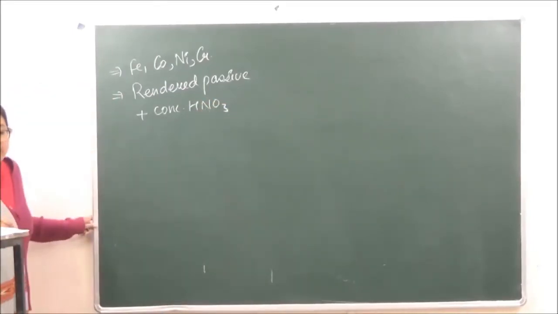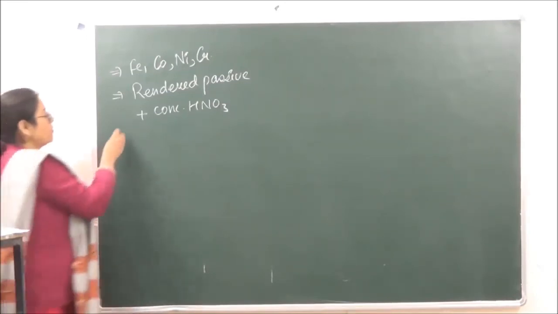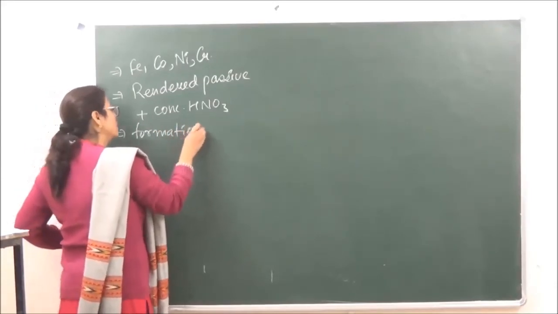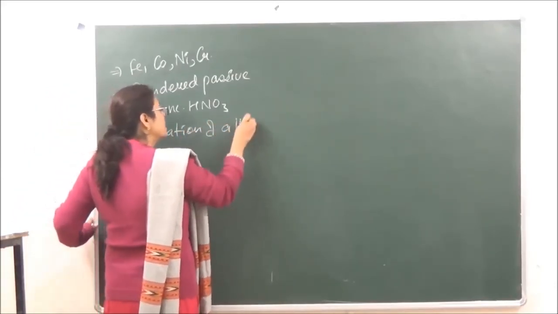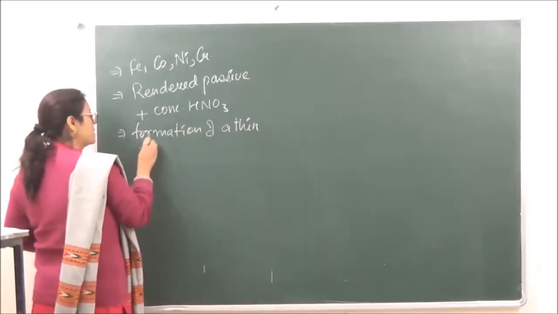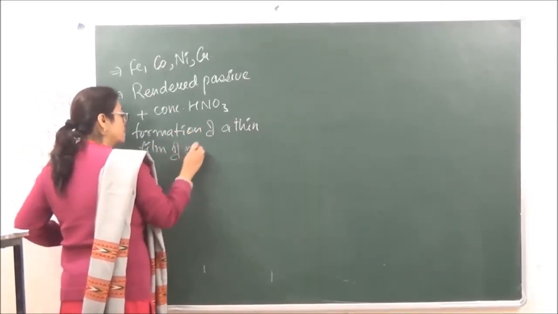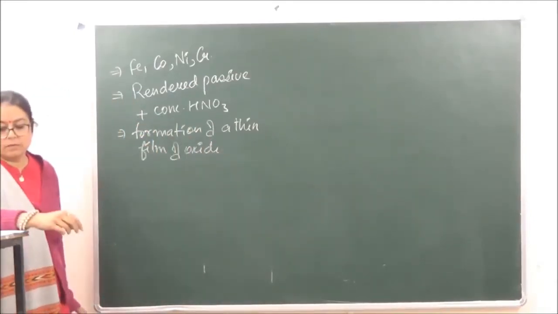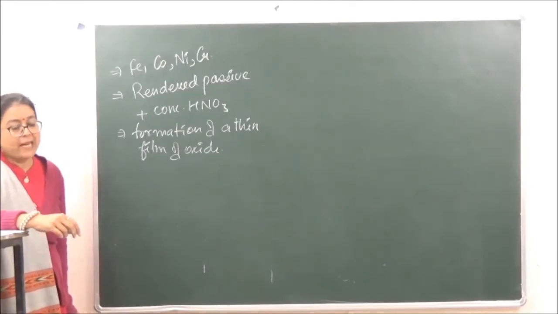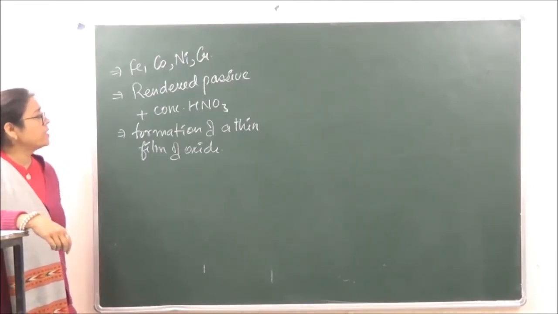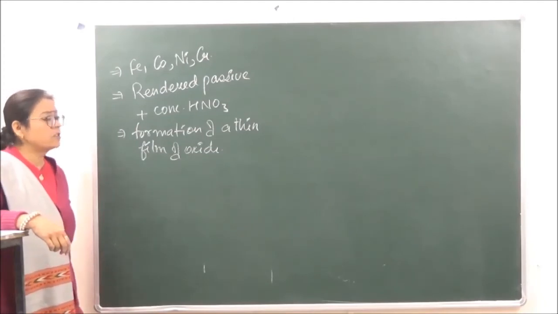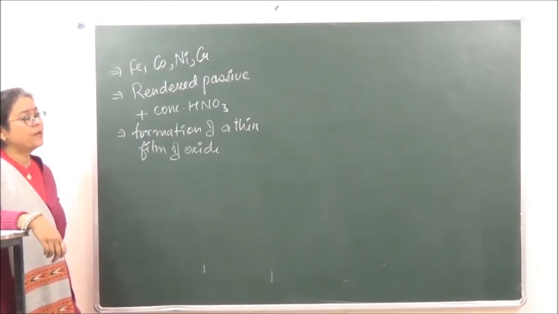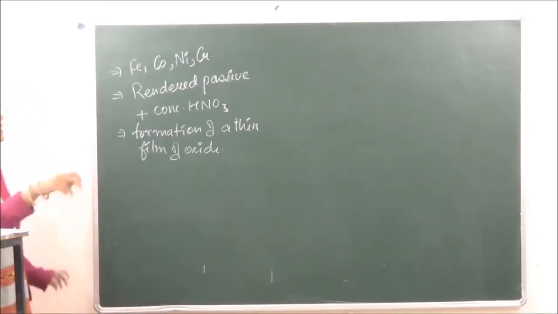What is the reason behind this? This is because of the formation of a thin film of oxide on the surface of the metal. Right? So if we are reacting it with concentrated HNO3, a thin film of oxide is formed on the surface of the metal, and it will not let it react with any other reagent. Okay?